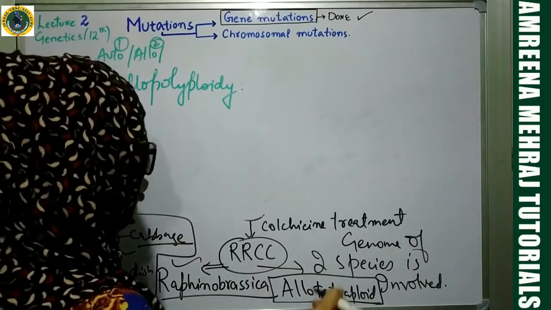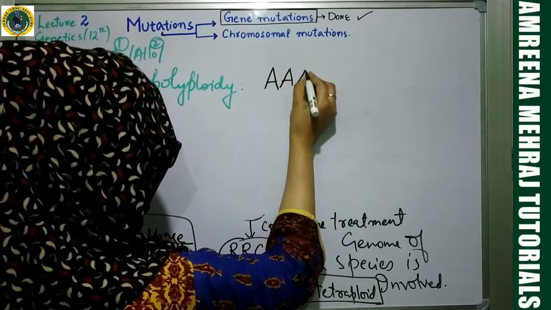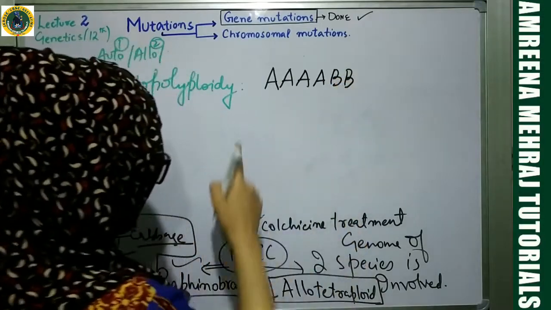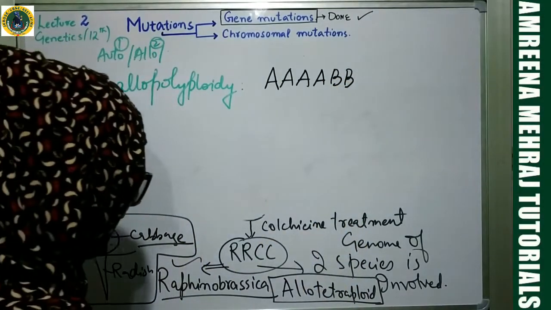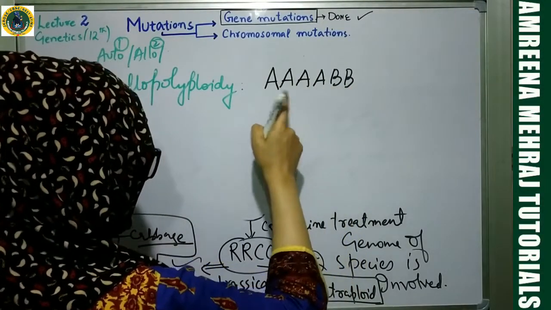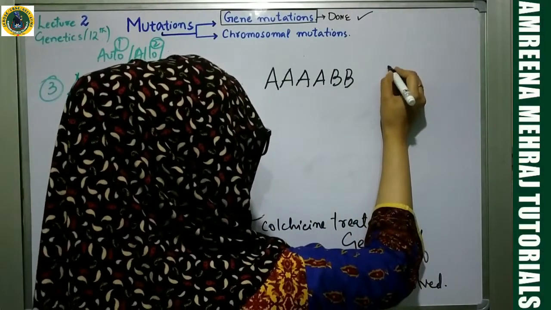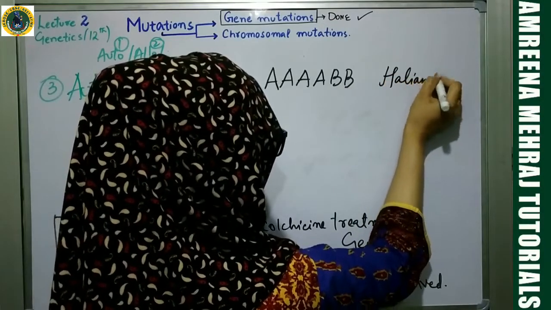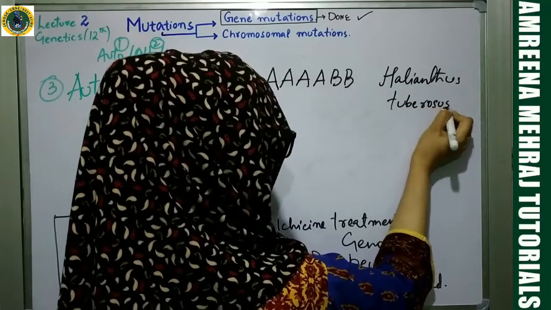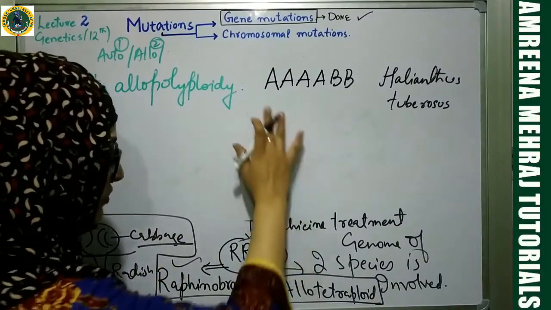Let me show you first of all the genomic condition. The genomic condition will be somewhat like this. Suppose the A set is present in 4 copies, and you have 2 copies of B. So what is the condition actually over here? You have 4A and 2B. The organism is what? Is it diploid, triploid, tetraploid, pentaploid, or hexaploid? It's hexaploid, okay? This condition you will see in one of the varieties of sunflower, which is called Helianthus tuberosus. Okay, Helianthus tuberosus is naturally having autoallopolyploid condition. So the condition at genomic level is this.